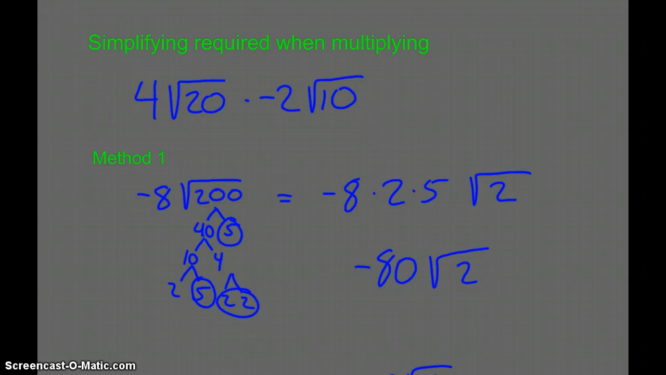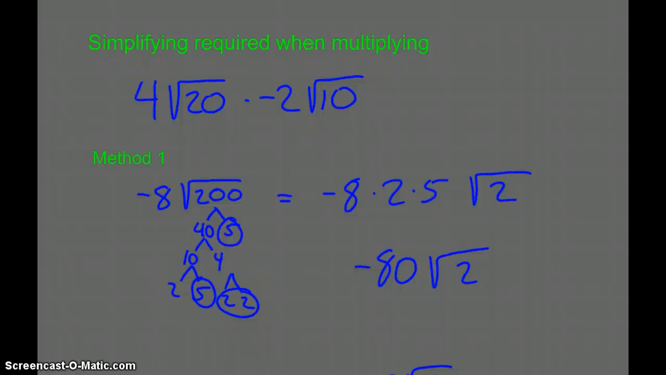There are going to be times when you multiply that you're going to have to simplify your answer after you've done your multiplication. I'm going to show you 2 different methods for doing this, because in some problems one method is going to be easier, and in another problem you might choose the second method. Whatever you're more comfortable with, they will both work all the time.